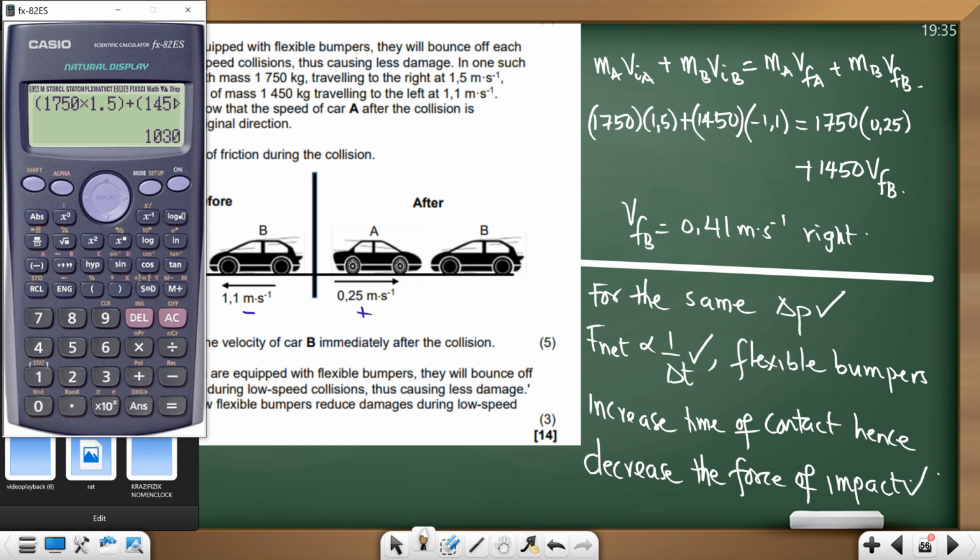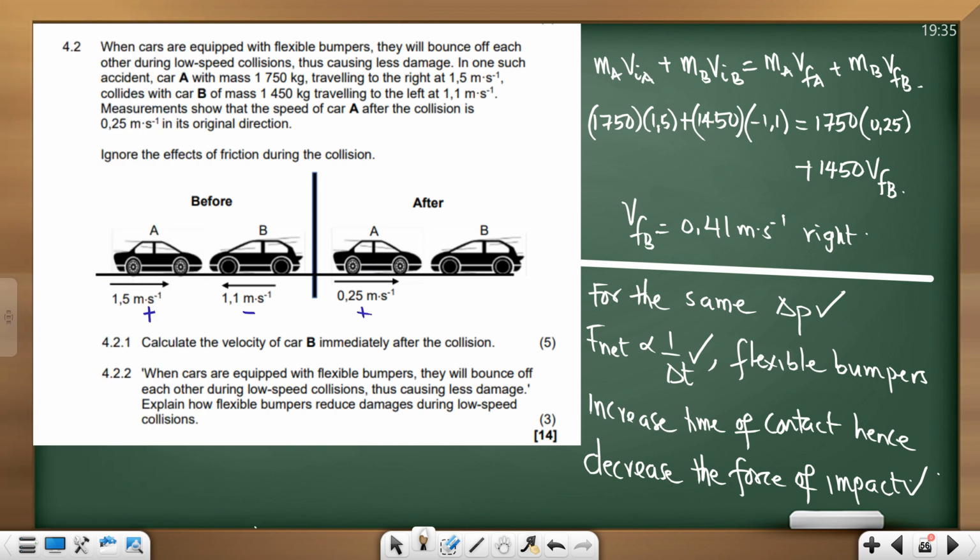Now what are we going to do? We're going to subtract 1750 times 0,25, minus, what do I have? 1750 times what? 0,25, divided by 1450. Are we okay, everybody? Sorted now? Sweet. Can I move on from here?